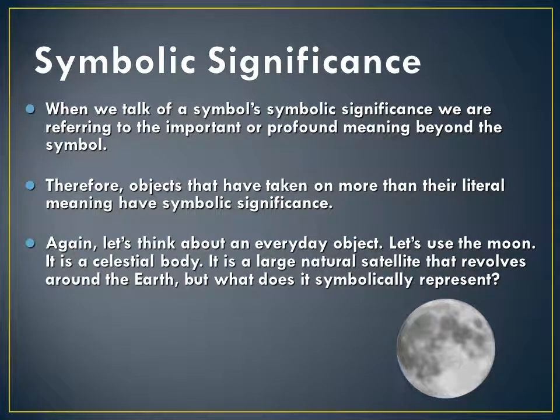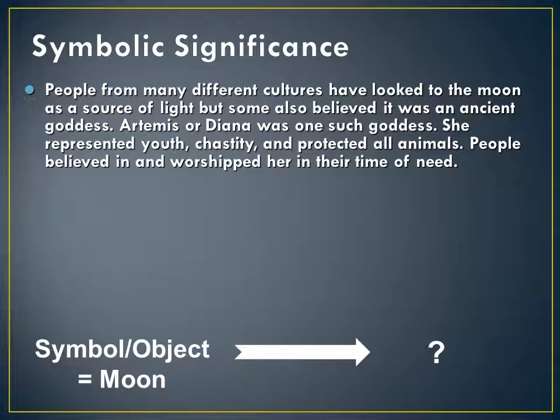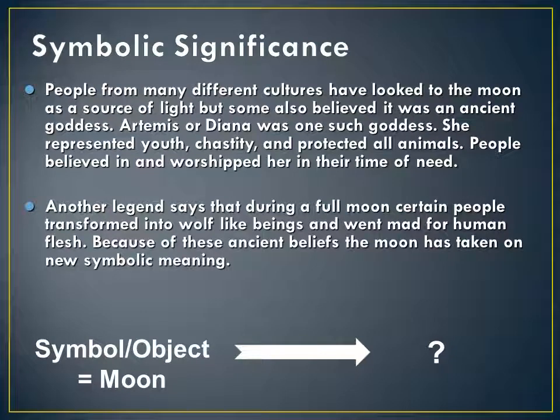So let's think about an everyday object. For instance, the moon. It's a celestial body. It's a large natural satellite that revolves around the Earth. But what does it symbolically represent? Well, there's many things that the moon can represent. People from many different cultures have looked to the moon as a source of light, but some also believed it was an ancient goddess, like Artemis or Diana. She represented youth and chastity and protected all animals. People believed in and worshipped her in their time of need, but another legend says that during a full moon, certain people transformed into these wolf-like beings and went mad for human flesh. Because of these ancient beliefs, the moon has taken on a new symbolic meaning.